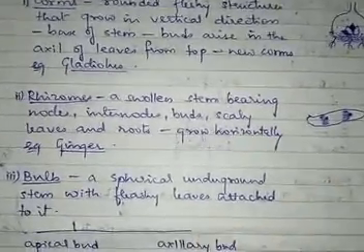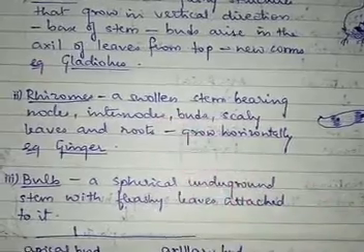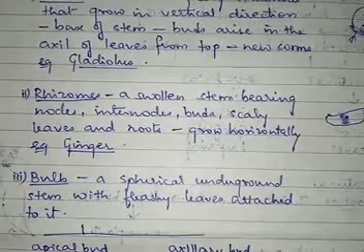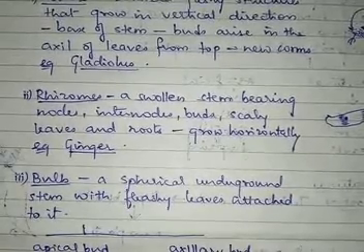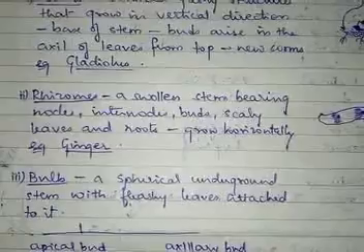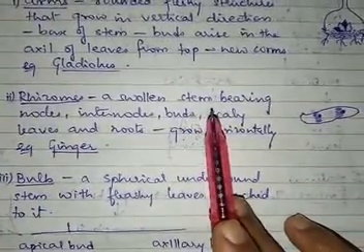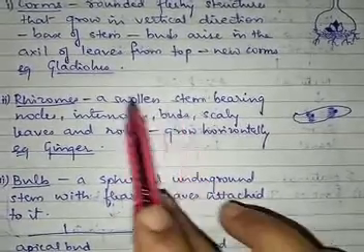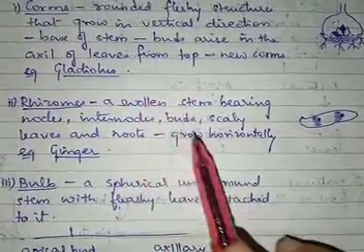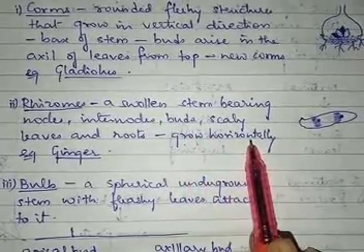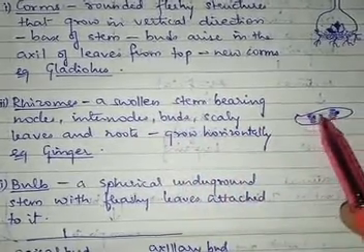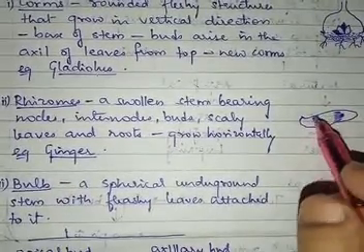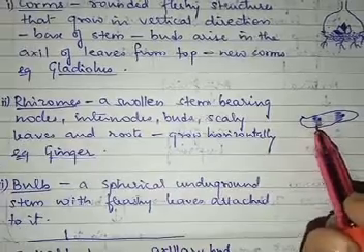Next we go to rhizomes. So what are rhizomes? A rhizome is a swollen stem bearing nodes, internodes, buds, scaly leaves and roots. The swollen stem bearing nodes, internodes, buds, scaly leaves and roots is called a rhizome, and generally it grows horizontally. So here we have the rhizome of ginger. I will tell you which part is the node and which part is the internode.